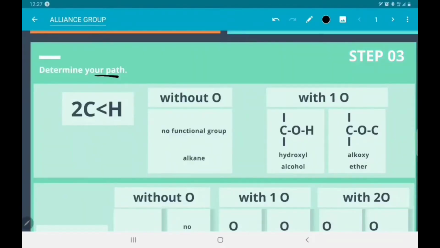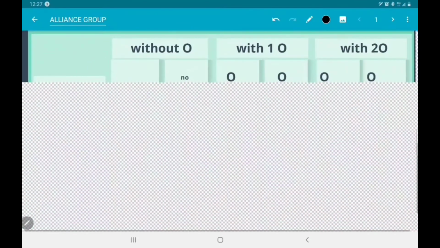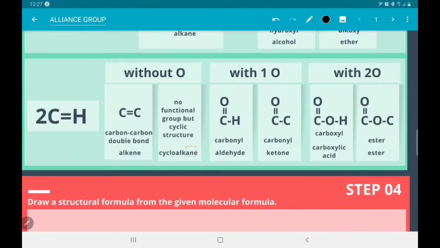Step 3, determine your path. So the relationship is 2C equals H, and we have 1 oxygen. So how will we determine the functional group? 2C equals H means that we have C double bond. And if we have 1 O, the double bond will be bonded to O. So we will have the functional group carbonyl, which is C double bond O.